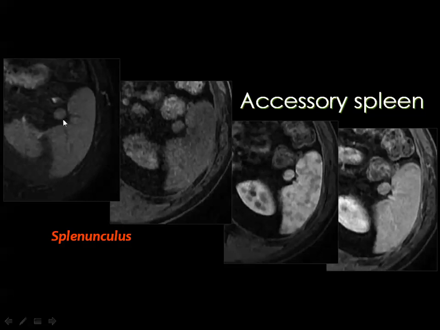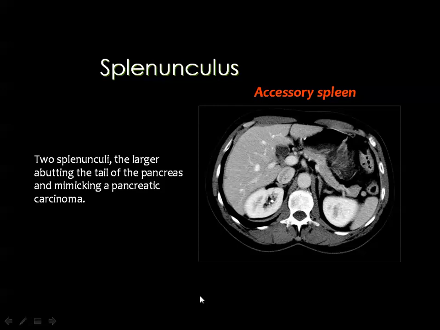Look, the splenule is similar to the spleen in all pulse sequences, and after contrast injection, this is the arterial phase and this is the portal phase. This is the splenule showing similar appearance to the original spleen. As you can see here, there are two splenules, this one and this one, which is intimately related to the pancreatic tail, and sometimes this splenule may be mistaken for a pancreatic carcinoma.